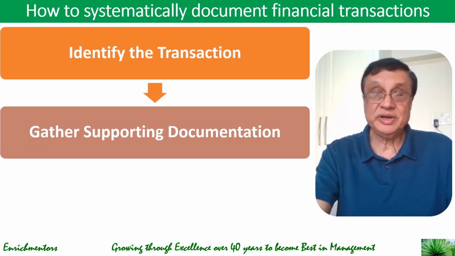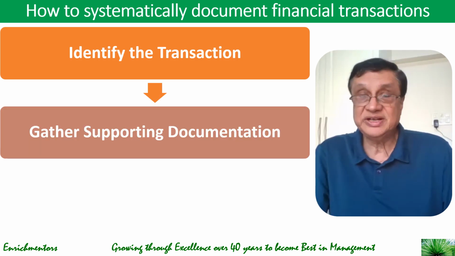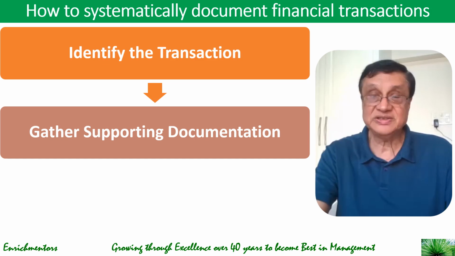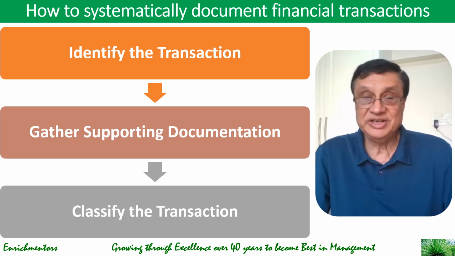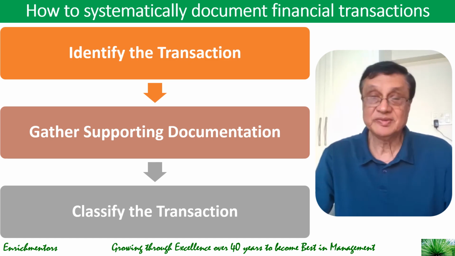Then you gather supporting documentation. You collect all necessary documents that support the transaction, such as invoices, receipts, contracts, purchase orders, and bank statements, and ensure that these documents are accurate and reflect the transaction details. Then you classify the transaction. You determine the appropriate accounts, assets, liabilities, equity, revenue, expenses, you remember? That will be affected by the transaction, and you classify the transaction under the correct account category according to the chart of accounts. Right.